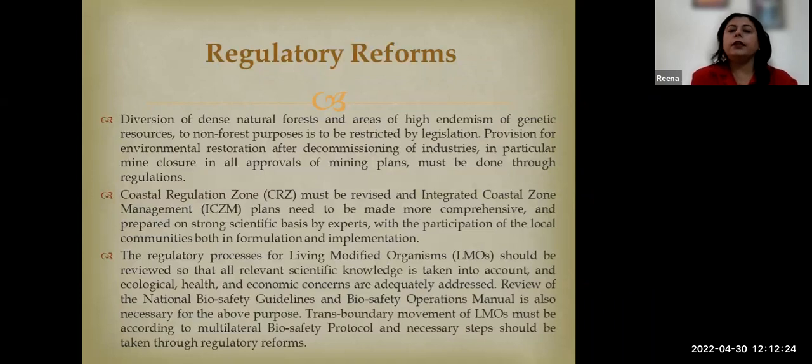Again, we have diversion of dense natural forest and areas of high endemism of genetic resources for non-forest purposes. All these activities are again governed by legislation, and most of the time nowadays diversion of these dense natural forests is not allowed. Coastal regulation zone and integrated coastal zone management have been made more comprehensive, and there are strong scientific data requirements before we take up any kind of activities in these areas. You have to generate a lot of primary data to emphasize that your project is not going to make any negative impact.